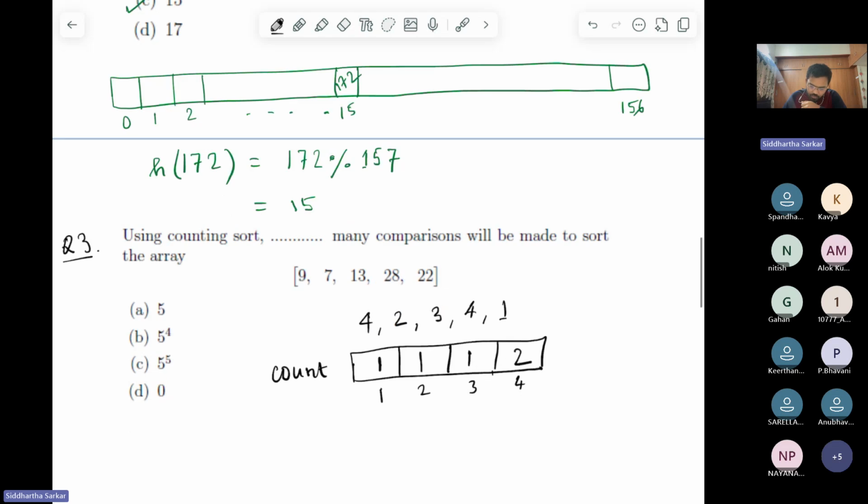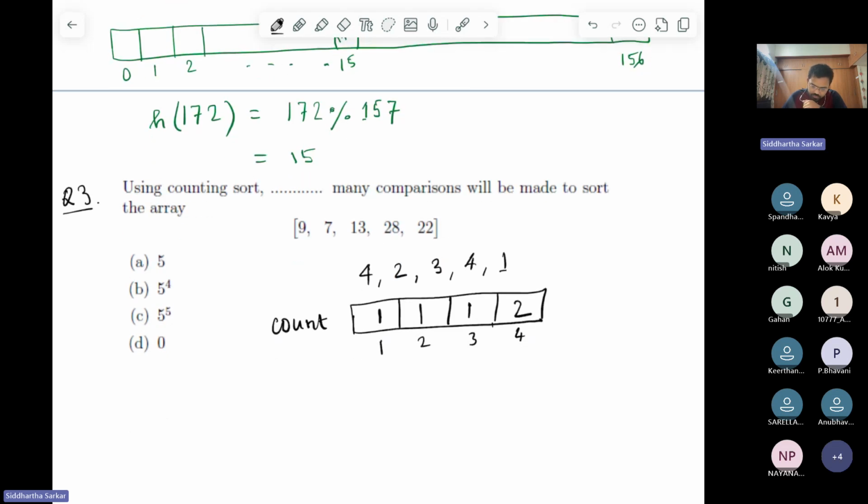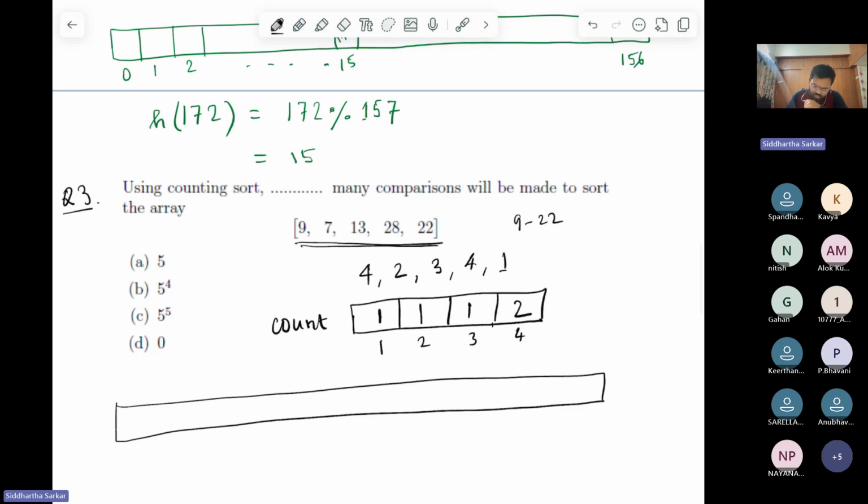So what are we going to do here? So here, what is the range of elements? So range is between 9 to 22. Okay, so we'll take an array. So the first part of the array, there is nothing to do. We'll start from 9, 10, 11, and so on. We have to go till 22. Oh, sorry, 28. 28 is the largest number.